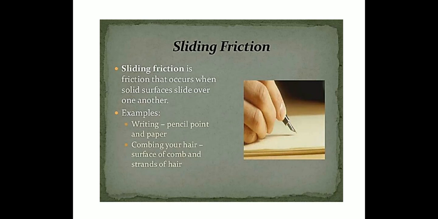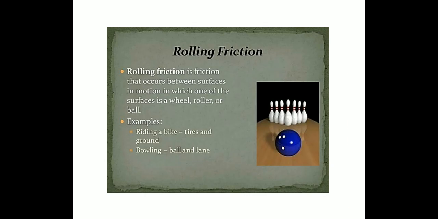Sliding friction. Sliding friction is friction that occurs when a solid surface slides over another. Example, writing pencil point and paper, combing your hair, surfaces of comb and strands of hair. You can see from the example, a pen slides over a notebook. Rolling friction. Rolling friction is the friction that occurs between surfaces in motion in which one of the surfaces is a wheel or a roller or a ball. Example, riding a bike, tires and ground will have friction.